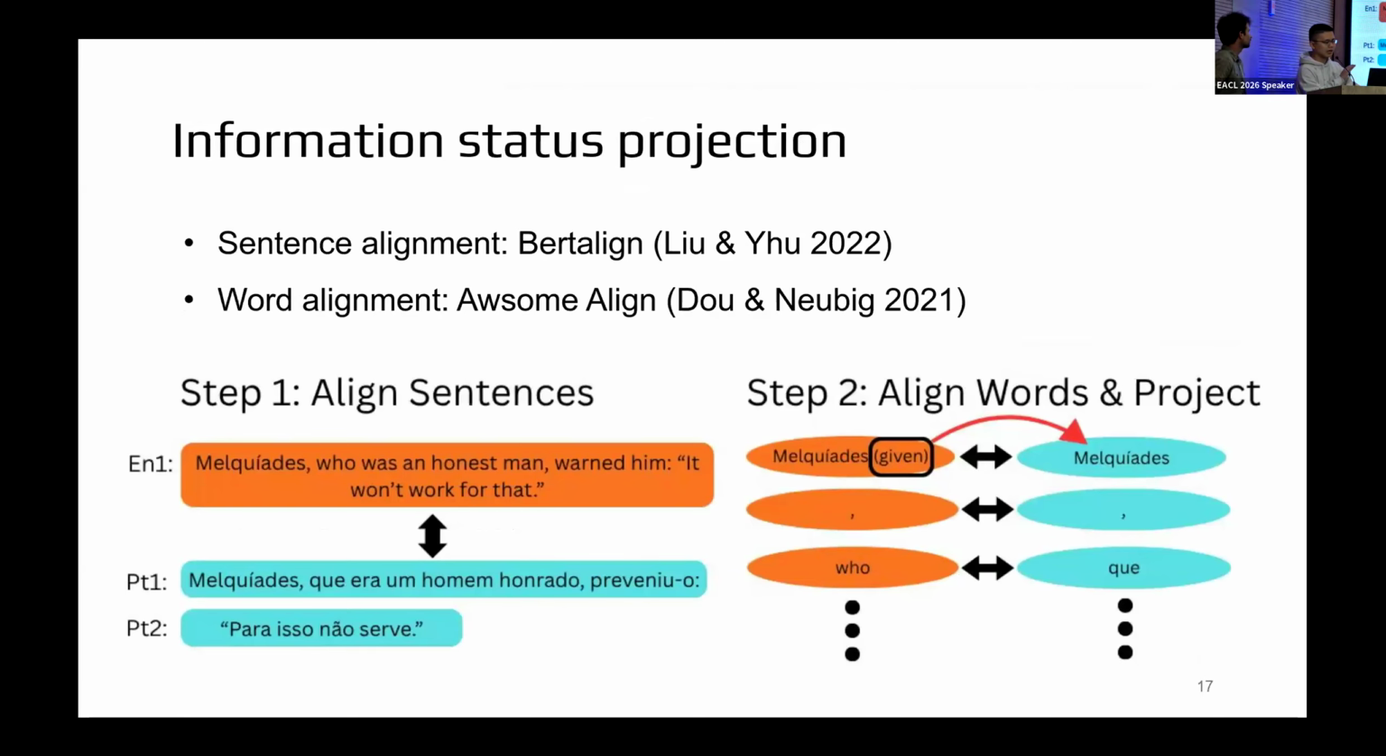And now I will talk about information status projection. We first align sentences using a neural model called BERT align. In this example, you can see an English sentence and a Portuguese sentence being aligned. Using the aligned sentences, we align words. Then if two words are aligned and the English word has an information status, we project the information status from English to the target language.